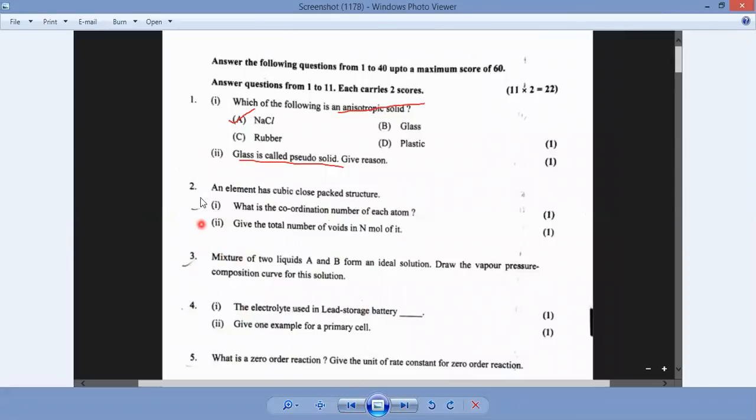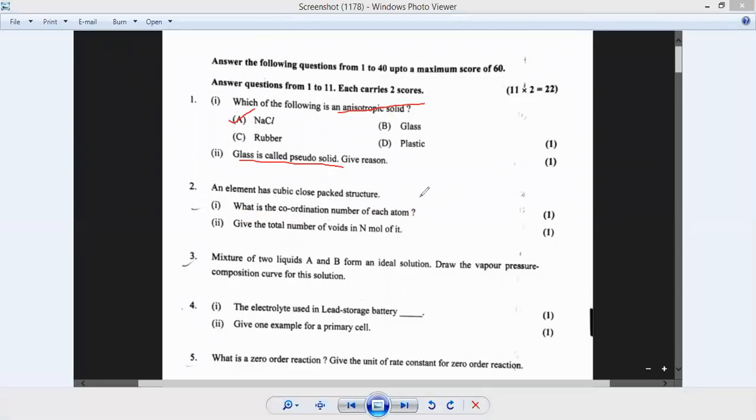Now let's move on to the second question. An element has CCP structure. What is the coordination number of each atom? The coordination number of a CCP or FCC structure is 12, and give the total number of voids in n mole of it. So there will be n number of octahedral voids plus 2n number of tetrahedral voids.